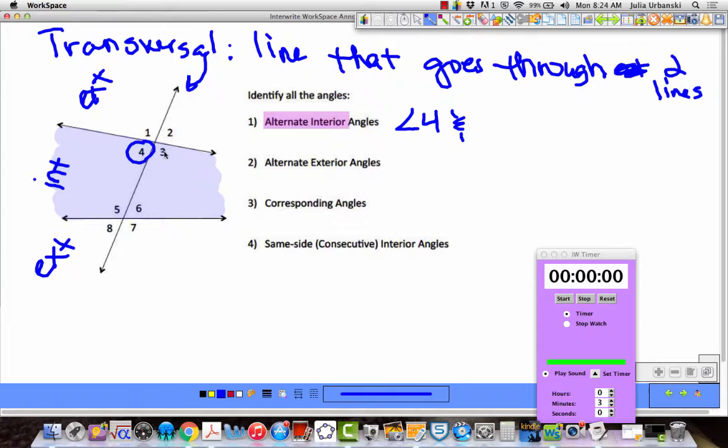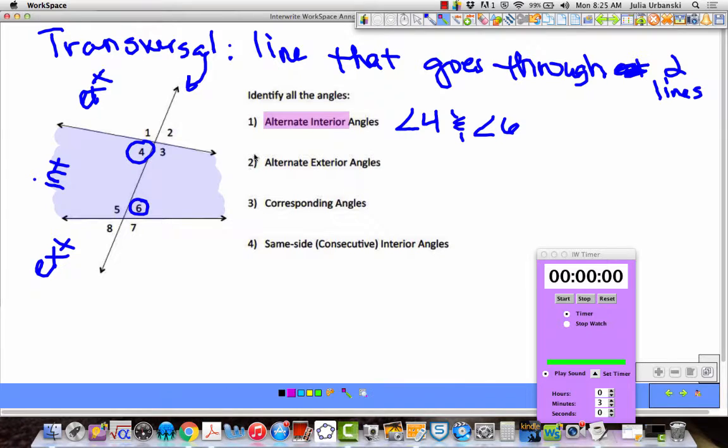3 is at the same intersection. They have to be non-adjacent, not the same corner. They have to go to the other intersection. 8. 6. Okay, alternate means go to the other side. Interior means stay inside. It couldn't be 8 because that one goes outside the lines. These are alternate interior ones.